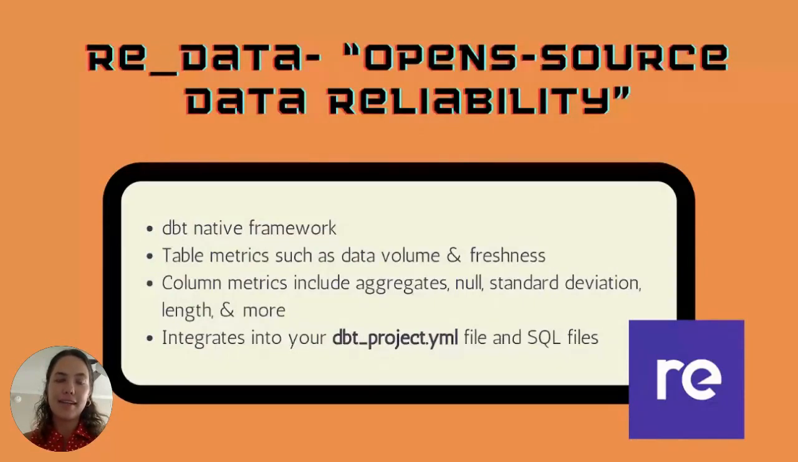RE Data calculates different table metrics as well as column metrics. Some of the table ones include data volume and freshness. Data volume is the one that we'll specifically be focusing on today. And then it also looks at different metrics based off of your columns like aggregates, null values, standard deviation, length, and more.